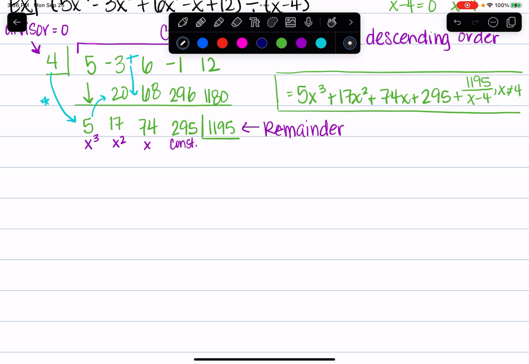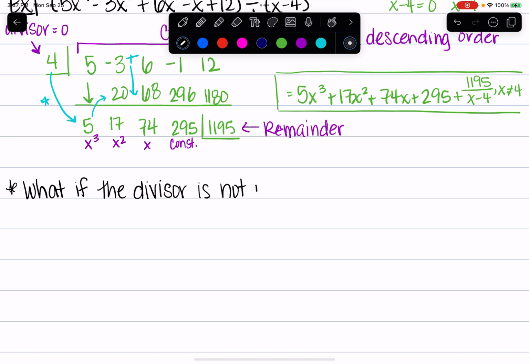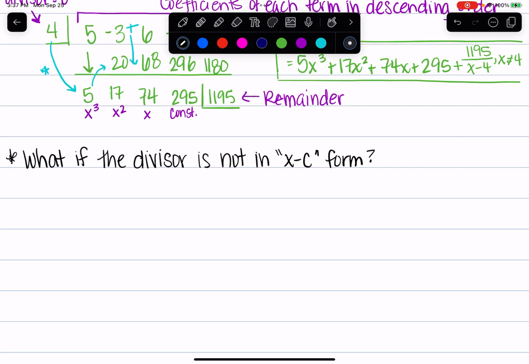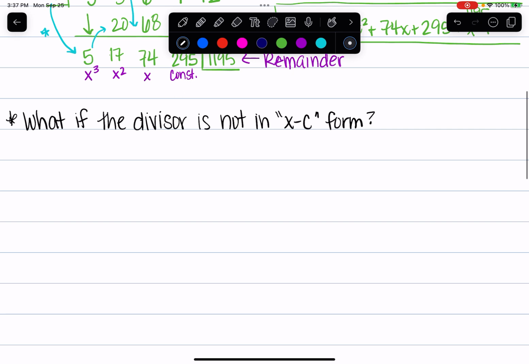Okay, so the next question is, what if the divisor is not in x minus c form? Well, that's really a couple of things. Either it's not going to be possible via synthetic division, so you have to go back to the long division you learned prior, or we could potentially manipulate it.